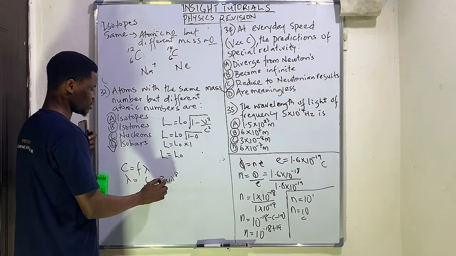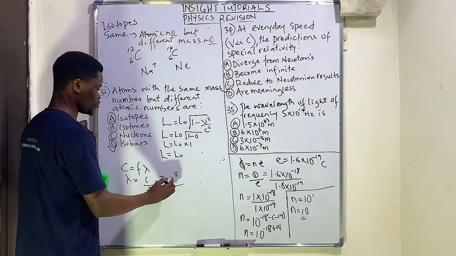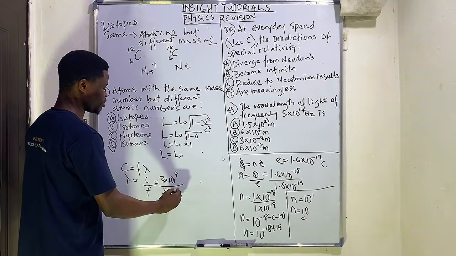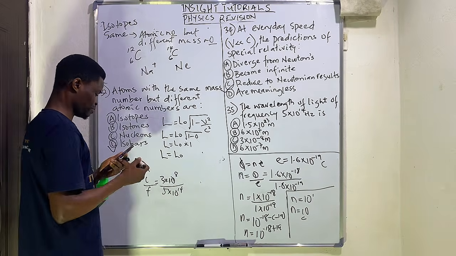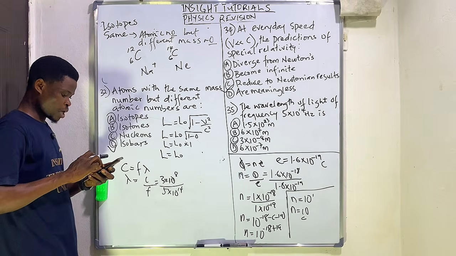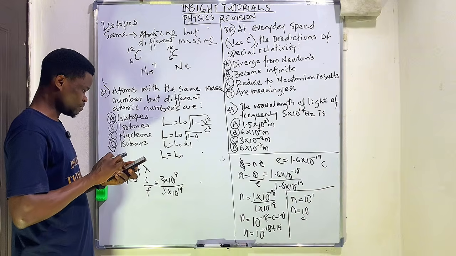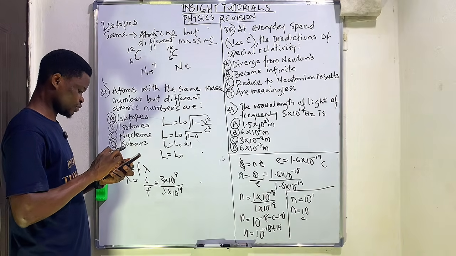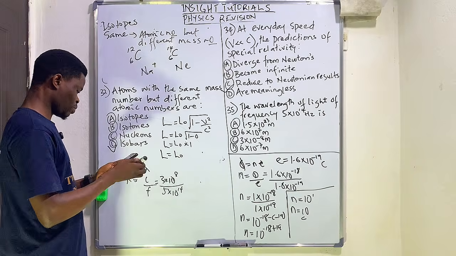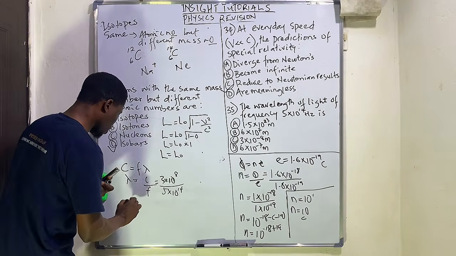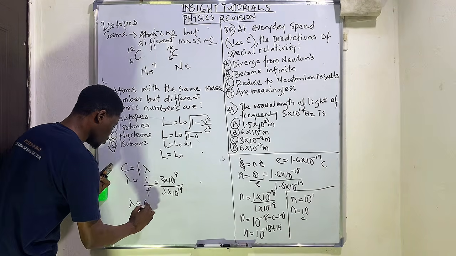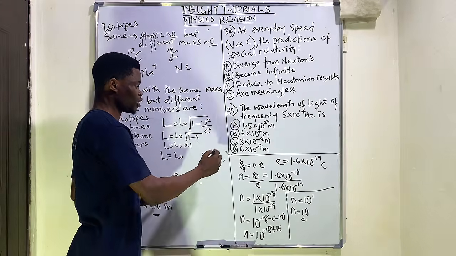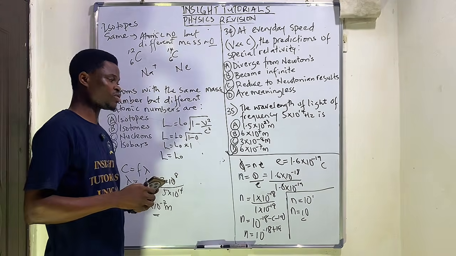Let's make this right. 3 times 10 raised to the power of 8 all over the given frequency, which is 5 times 10 raised to the power of 14. Let me punch my calculator. If we do 3 times 10 raised to the power of 8 divided by 5 times 10 raised to the power of 14, my wavelength will be equal to 6 times 10 raised to the power of -7 meter. All right, so the correct answer is option D, which is 6 times 10 to the power -7 meter.